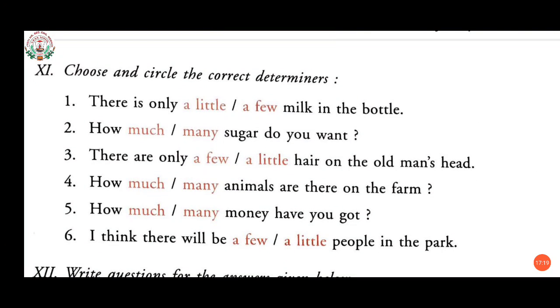Again the next one is 11th, that is choose and circle the correct determiners. So first one, there is only dash milk in the bottle. And we know, students, a few we use with countable nouns, the things which we can count. But here milk is given, we can't count milk. So what we will write? A little. A little is the right answer. There is only a little milk in the bottle.